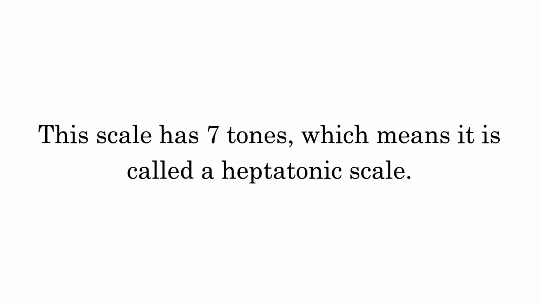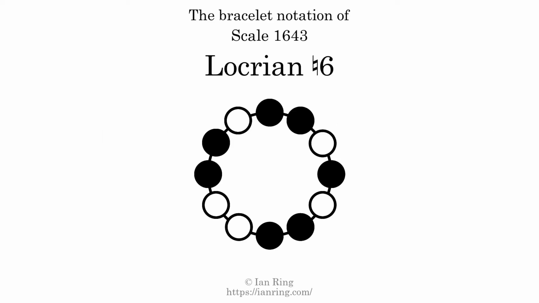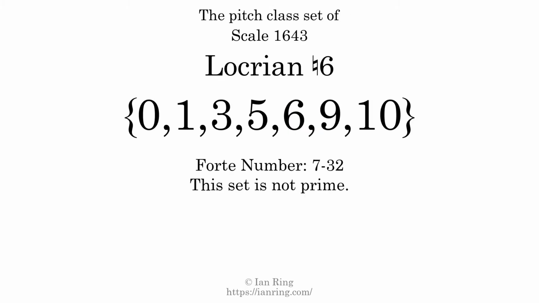This scale has 7 tones, which means it is called a heptatonic scale. This is a bracelet notation diagram of scale 1643. The shaded circles represent tones that appear in the scale, and they are read clockwise, starting at the top. The pitch class set for this scale is 0, 1, 3, 5, 6, 9, 10.